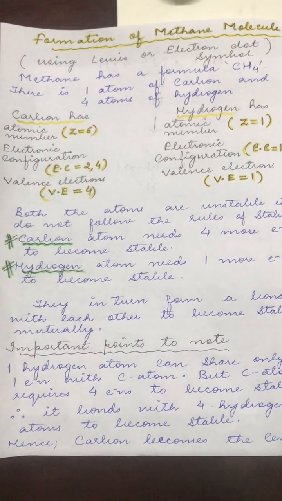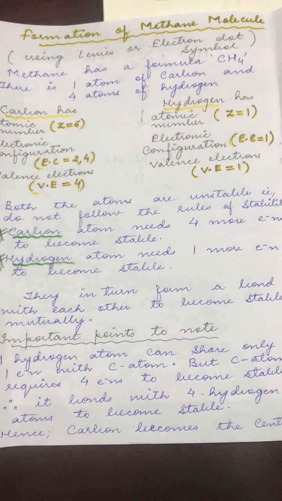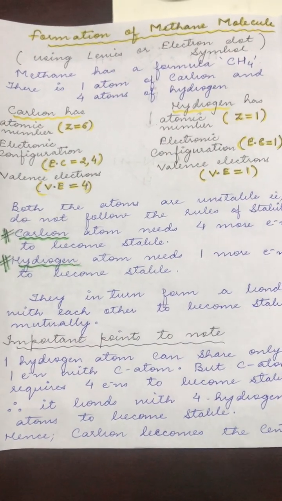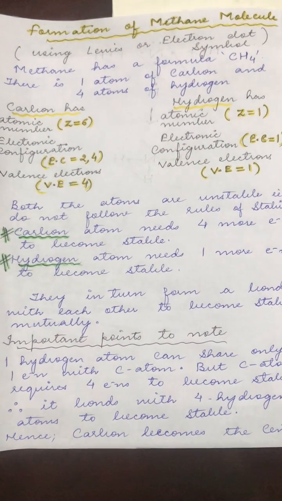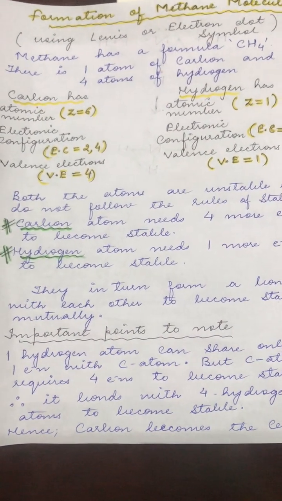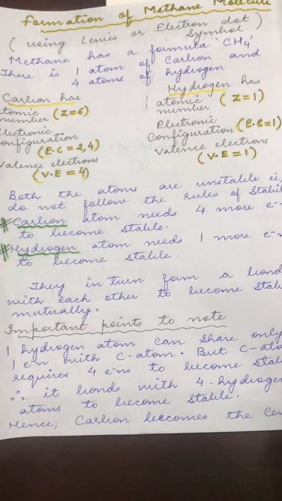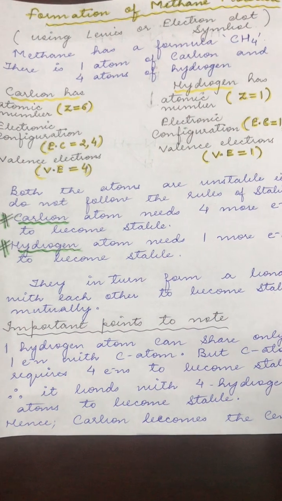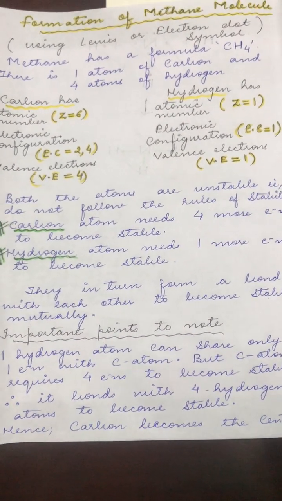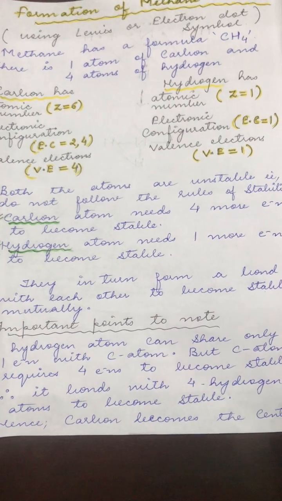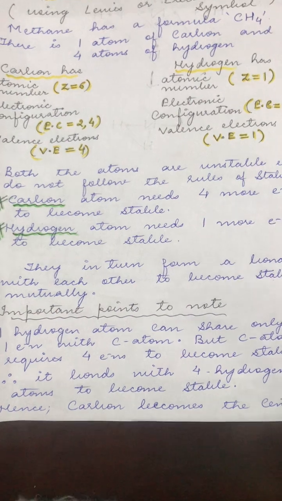Now if we look very closely, both the atoms, carbon as well as hydrogen, are unstable. Since neither of them follows the rules of stability, the carbon atom does not follow the octet rule and the hydrogen atom does not follow the duplet rule. So, in order to become stable, they can easily form a bond with each other, and that is what leads to the formation of the methane molecule, that is, the formation of CH4.